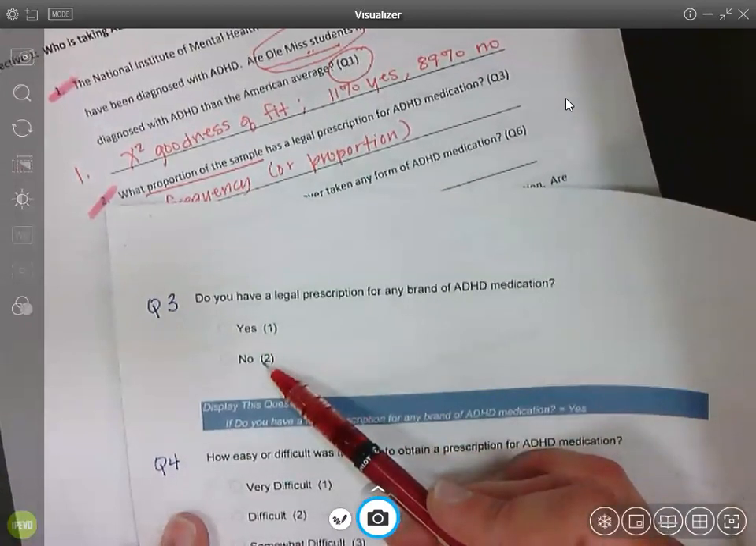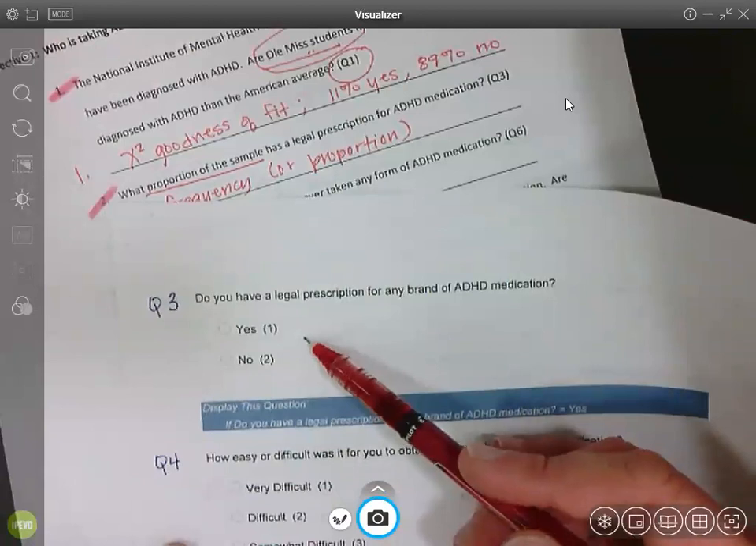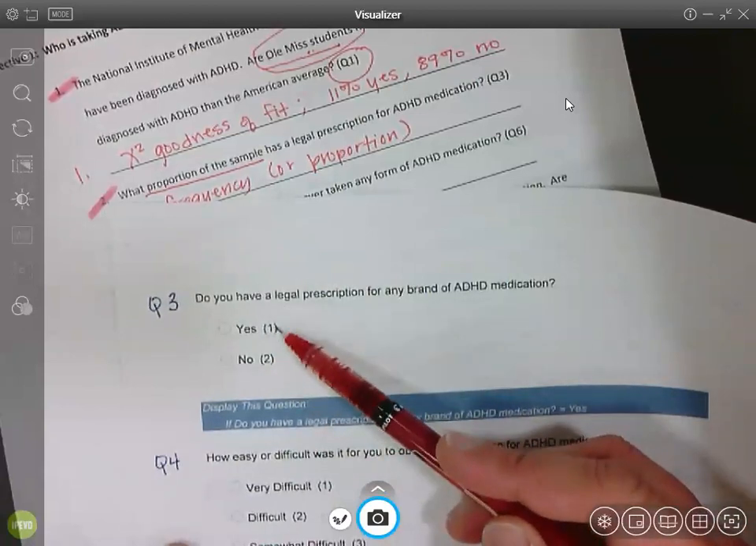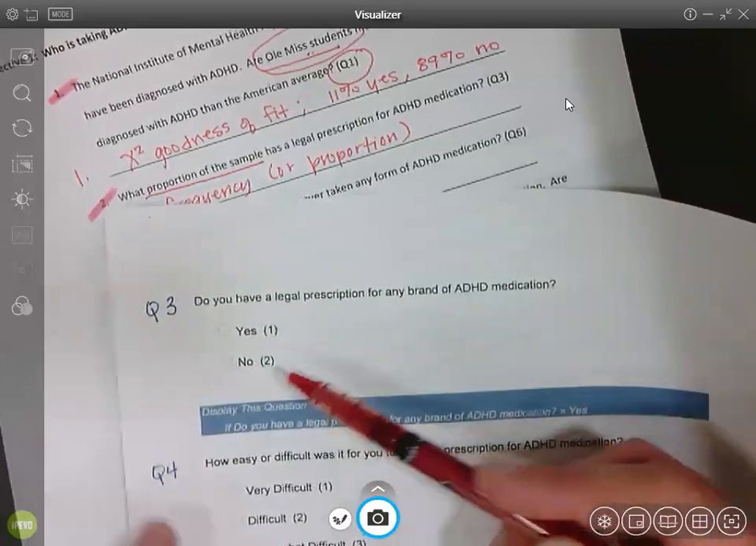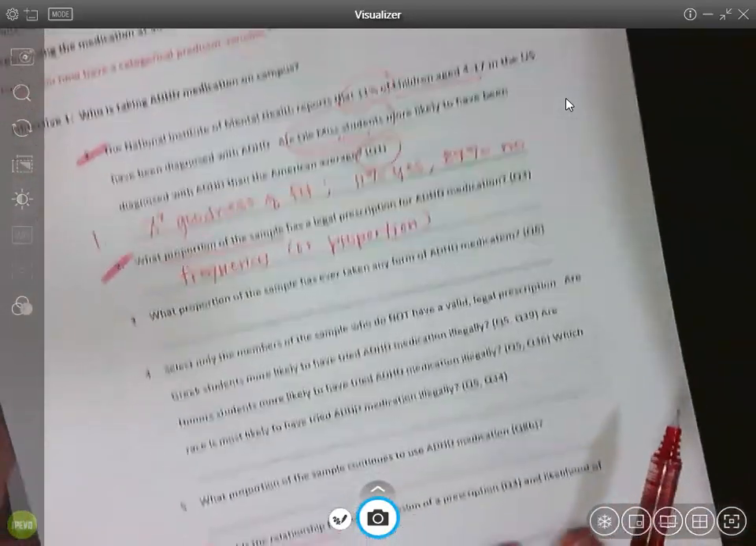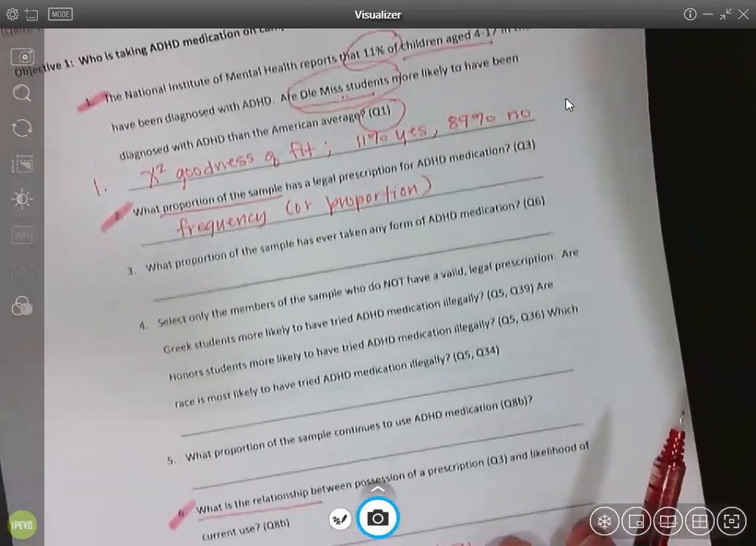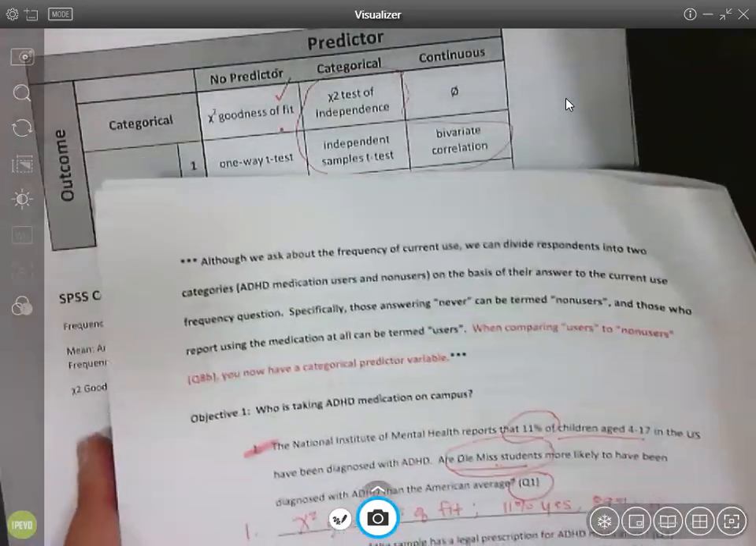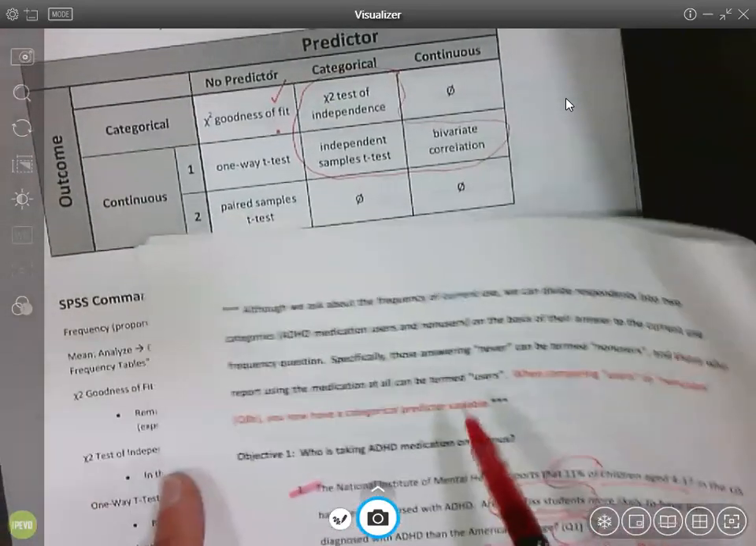So that's a categorical predictor. We're going to divide people into groups based on their answer to this categorical variable: a group of people with prescriptions, a group of people without prescriptions. And we want to know, how does that affect their answer to Q8B? This is written up here.